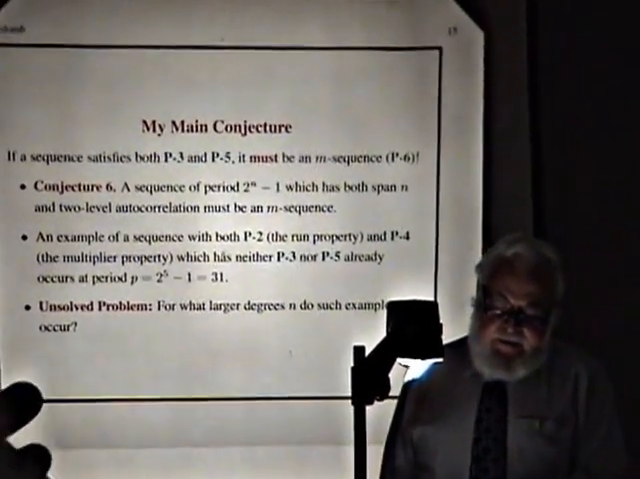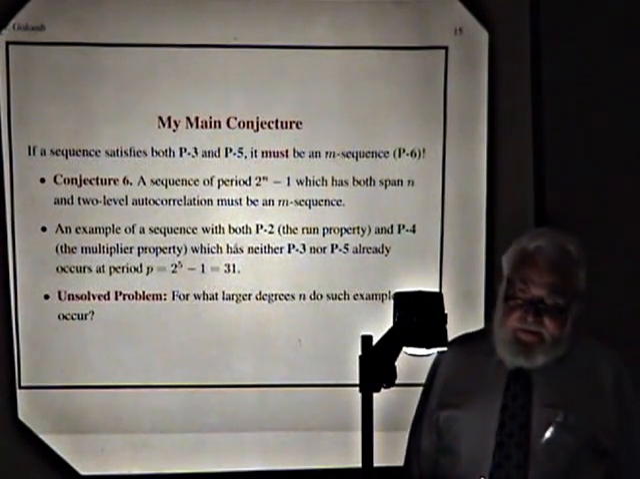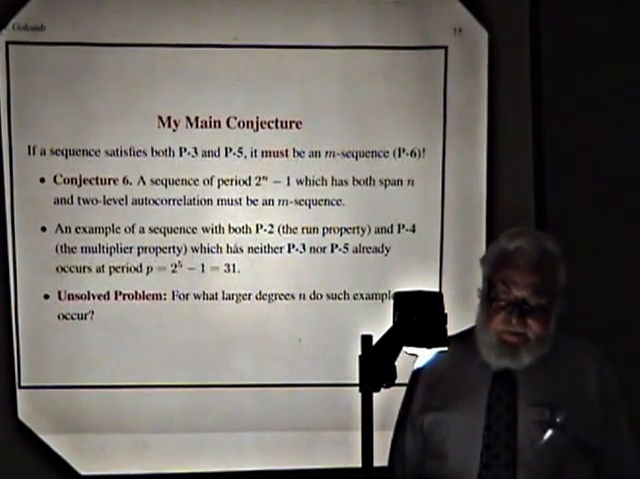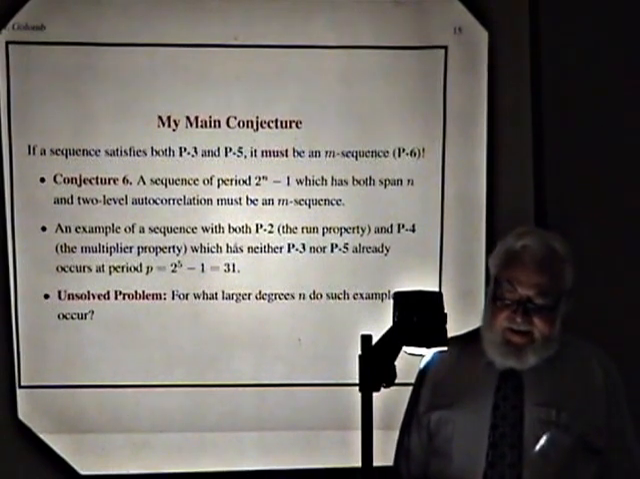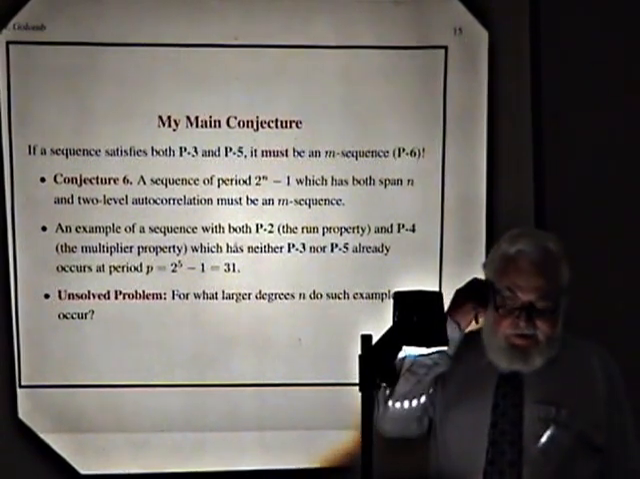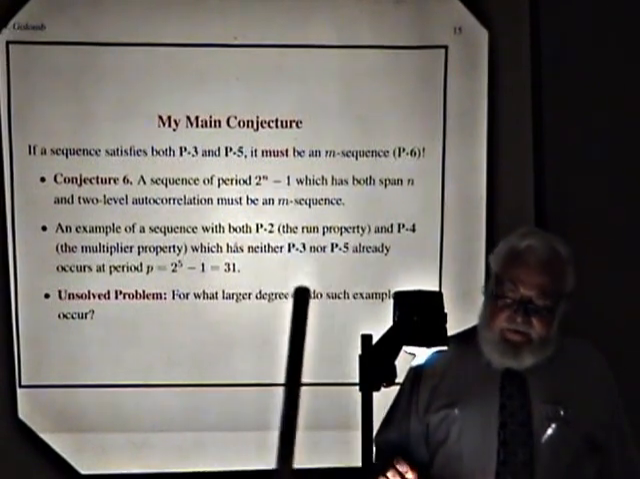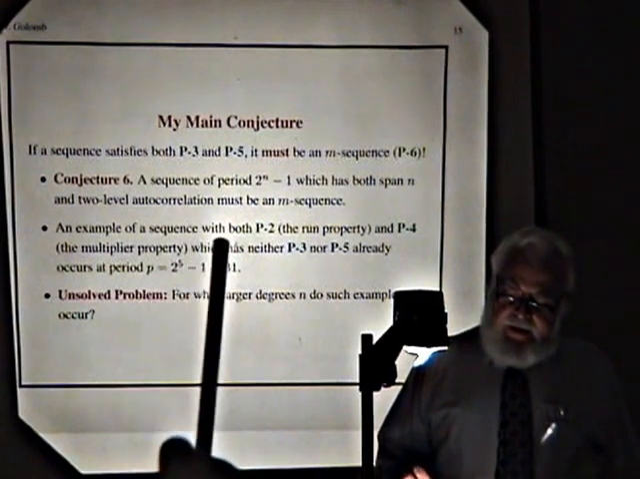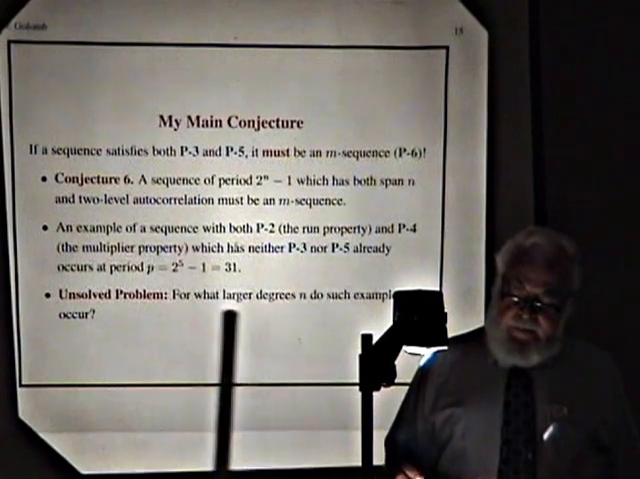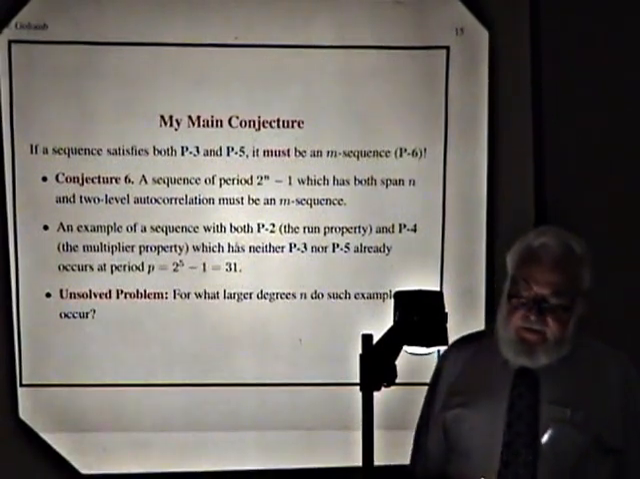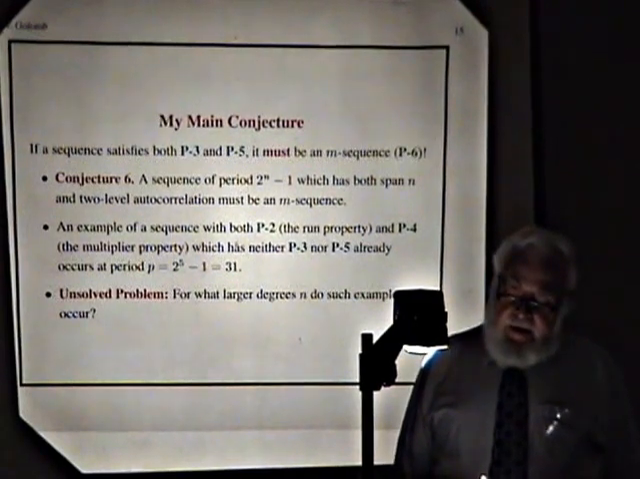My main conjecture, which I think is certainly capable of disproof by one counterexample, but so far no one has found a counterexample, and maybe, if it's true, it should be possible to prove it, is that if you have a sequence of period 2 to the n minus 1, which has both the span n property and the two-level autocorrelation property, then in fact it has to be an m sequence.